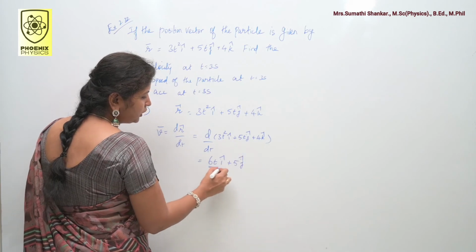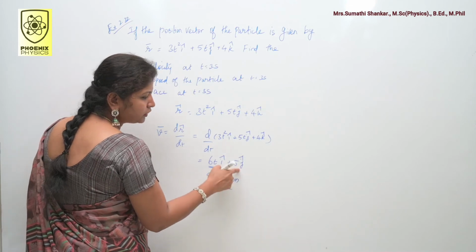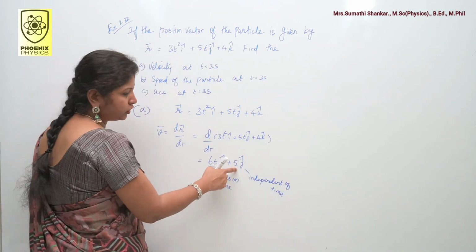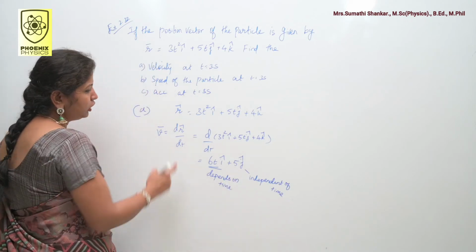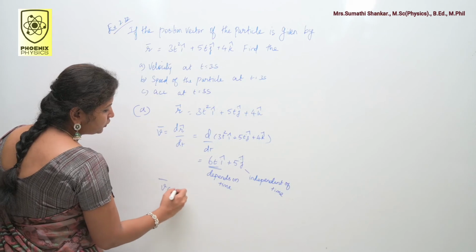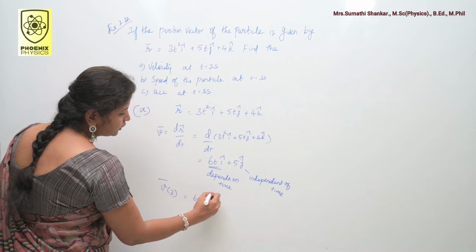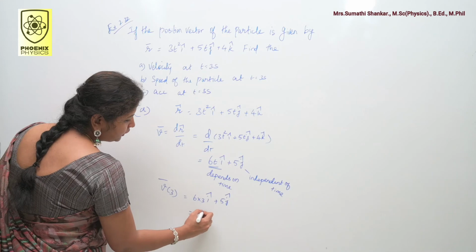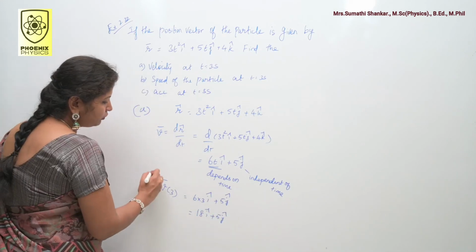Look at this term. This term depends on time, but this term is independent of time because there is no t term here. So this term depends on time, this is independent of time. Velocity at t is equal to 3 seconds. So v at 3 seconds means 6 into 3 i vector plus 5j vector. Your answer is 18 i vector plus 5j vector. So this is our first part.